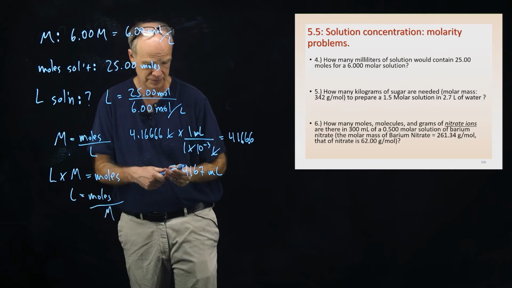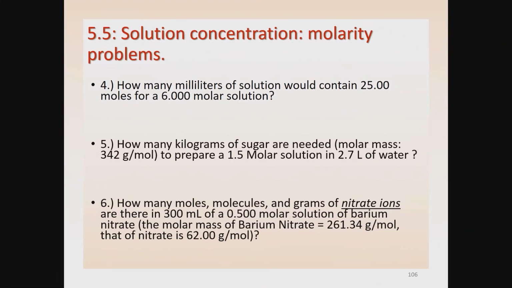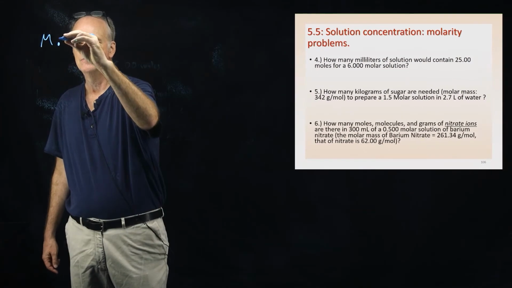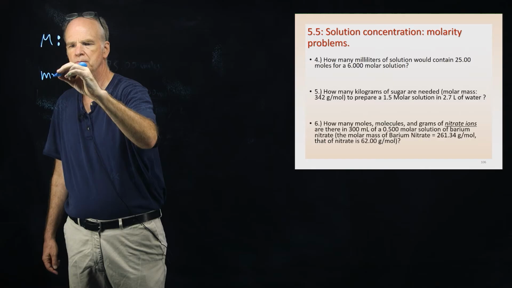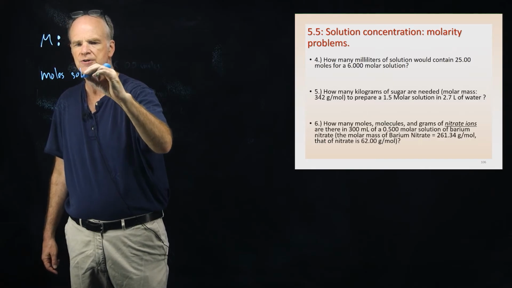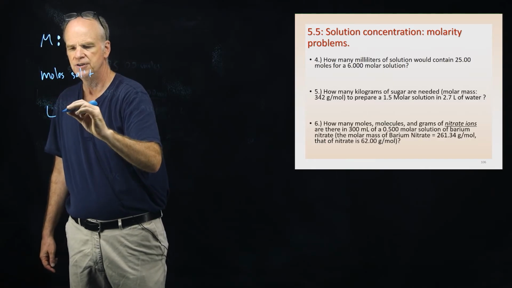Okay, let's move on. How many kilograms of sugar are needed, and there's the molar mass for sugar, to prepare a 1.5 molar solution in 2.7 liters of water? So let's set this up. Molarity, moles of solute, liters solution.